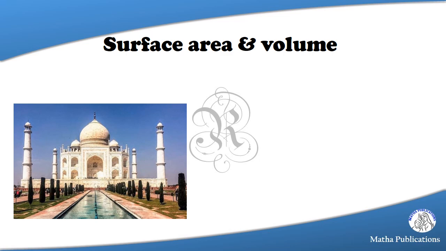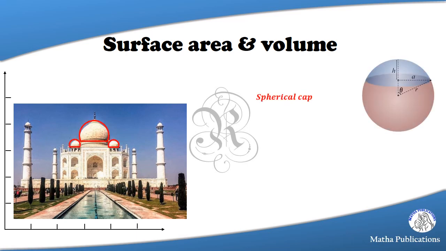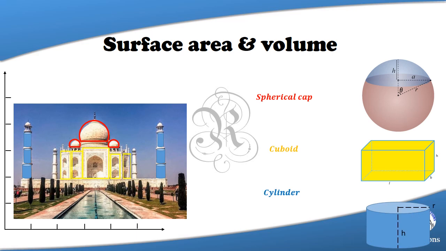Consider this picture of Taj Mahal. Divide the picture into several cells and scale it into suitable unit. This picture reveals that the Taj Mahal consists of geometrical shapes such as spherical caps, cuboids, cylinders, etc. A spherical cap is a portion of a sphere. Therefore, its area can be calculated as area of a complete sphere minus area of the removed portion. Similarly, volume can be found as volume of a complete sphere minus volume of the removed portion.